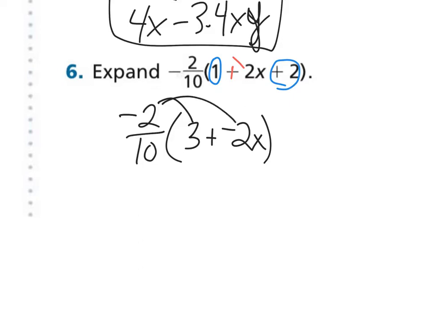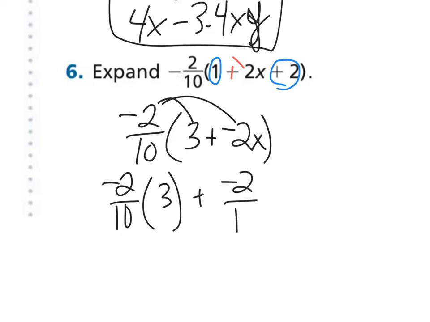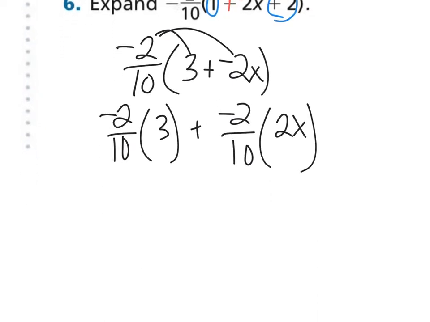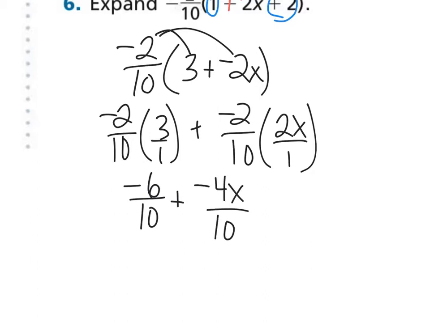Once we get to this point, we can go ahead and distribute. Again, if you reduce the negative 2/10 to a negative 1/5, that's going to make things a little simpler for you, but I'll just act like we didn't see that. So the 3 we can put as 3 over 1, so this would be negative 6/10 plus negative 4x over 10. Negative 6/10 you can reduce to negative 3/5.